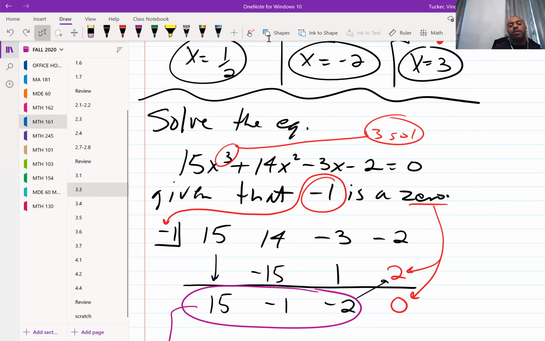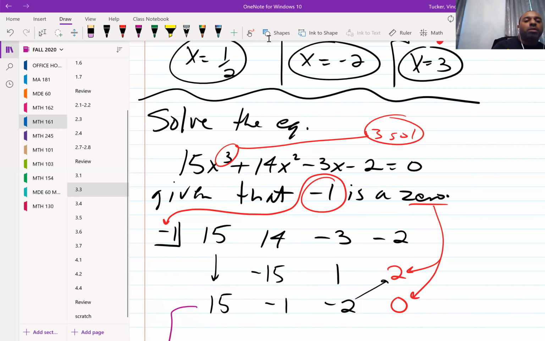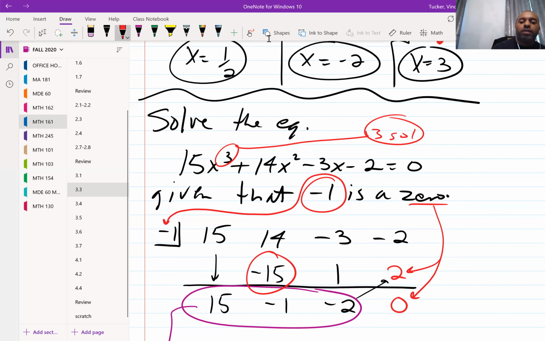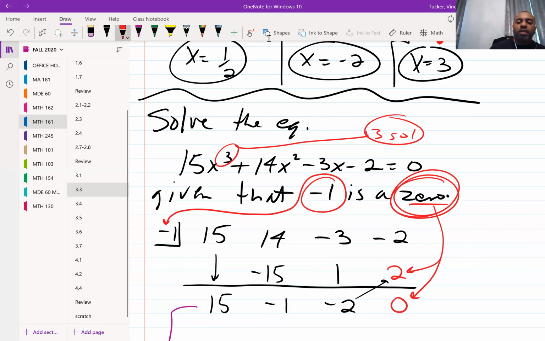You bring down your 15, -1 times 15 is -15. Add the 14 and -15, that'll be -1. -1 times -1 is +1. -3 plus 1 is -2. And -1 times -2 is +2. -2 plus 2 is 0. So remember, that had to happen because we knew that -1 was a solution.